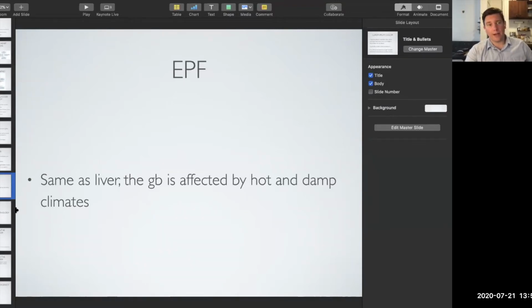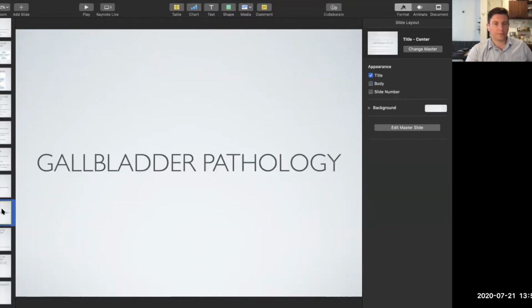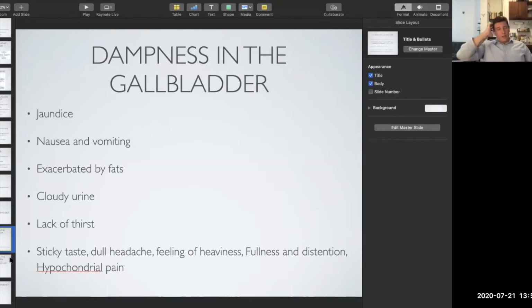There's a big dietary factor. We're in prime watermelon weather right now. There are things you can do to help clear this out. We're talking pathology within the gallbladder. Dampness in the gallbladder looks a lot like dampness in the liver. So this is going to be dampness without heat or cold.